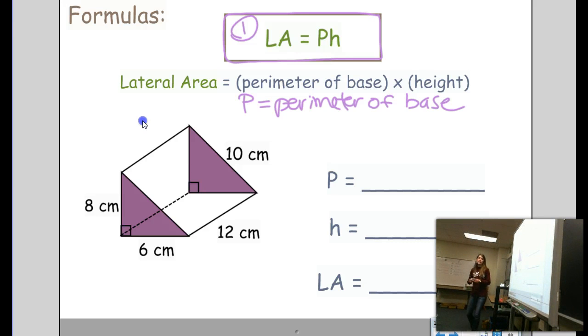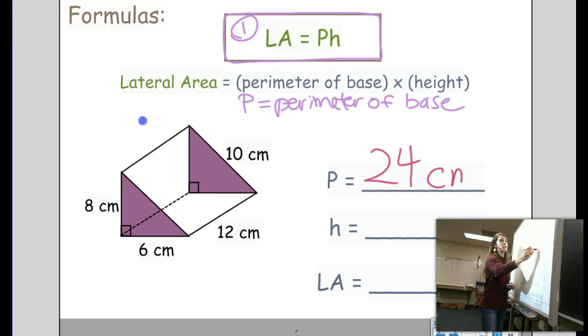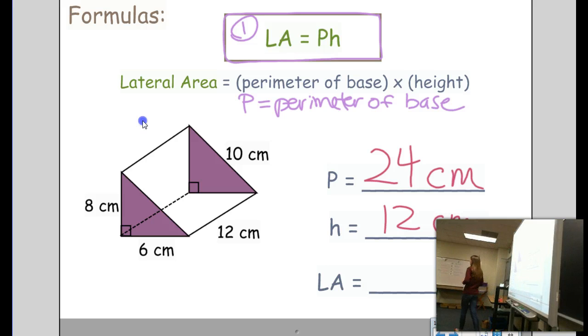Sean, what is the perimeter of that base? 24. 24 what? Centimeters. Brian, what's the height of that prism? 12. And all you have to do to find the lateral surface area is perimeter times height. Go to your calculator. 24 times 12.